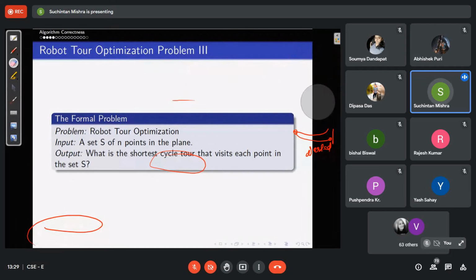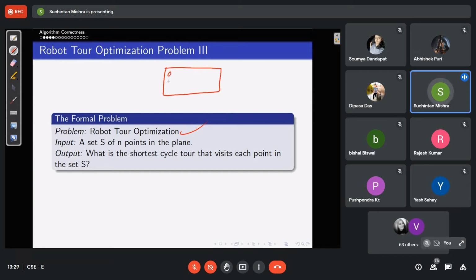Now, let us formally define the problem. When you define a problem mathematically, it is known as the formal definition of a problem. The problem is robot tour optimization. What is the input? The input to this problem is a set of points where we need soldering. And what should be the output? The output should be the shortest cycle tour that visits each point in the set S.